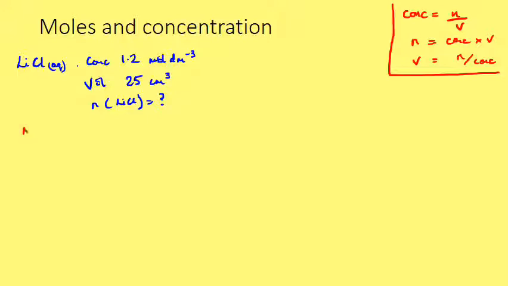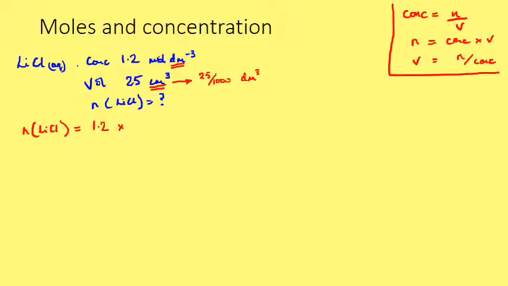So moles of lithium chloride equals concentration, 1.2 moles per decimeter cubed, times the volume. Now notice we've been given the volume in centimeters cubed, and our concentration is per decimeters cubed. So we're going to convert 25 cm cubed into decimeters cubed, and all we do is divide it by 1,000. So it's 25 over 1,000 decimeters cubed.